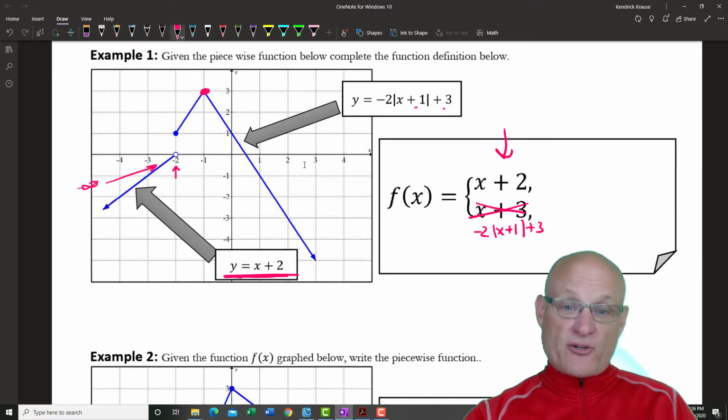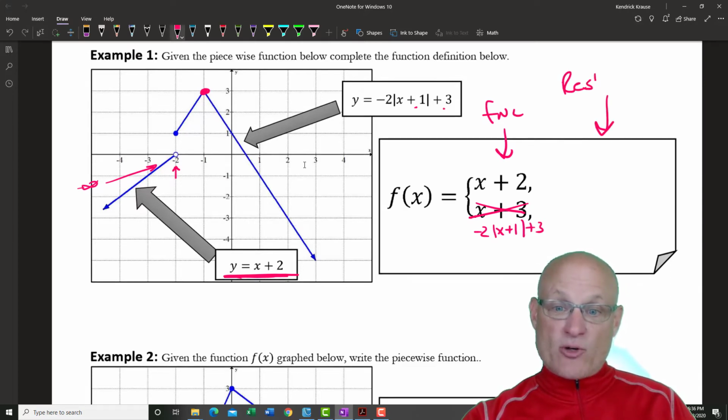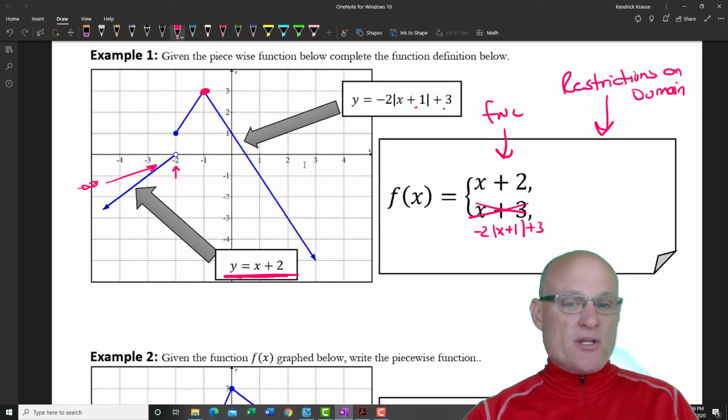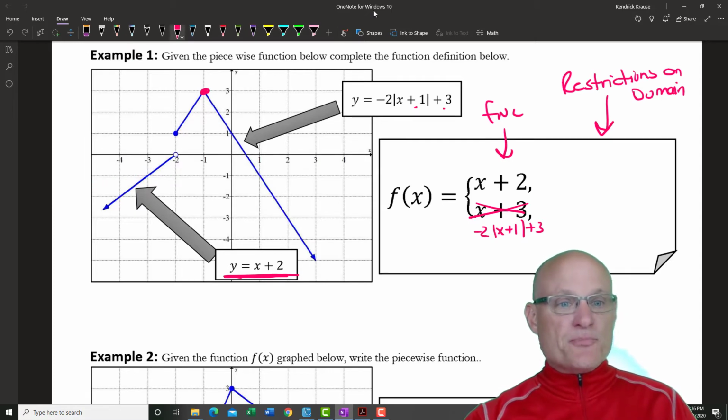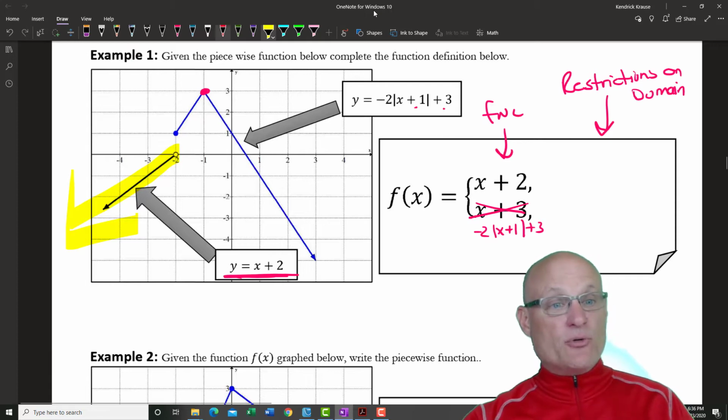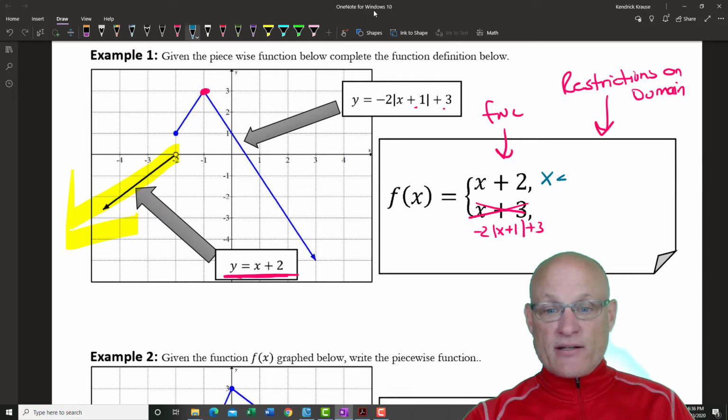Now here's the thing. You define the functions here and you define here the restrictions on the domain. In other words, what is the piece? Where do you want to look for this piece? So the first one is x plus 2. And that's all the way here and going in this direction. So it's from negative infinity, but stop at negative 2. So the easiest way to say that is x is less than negative 2.